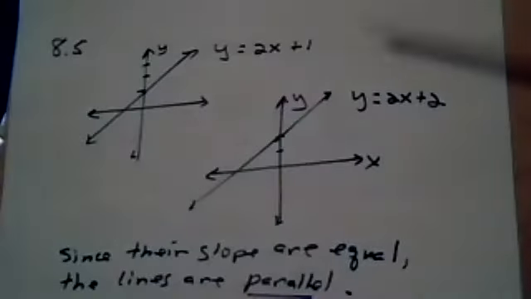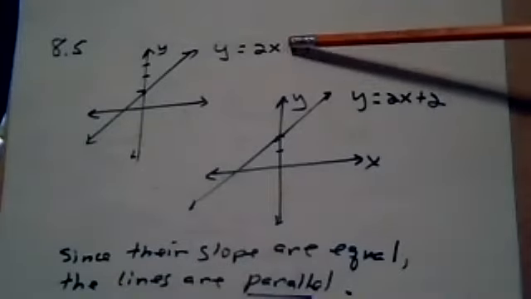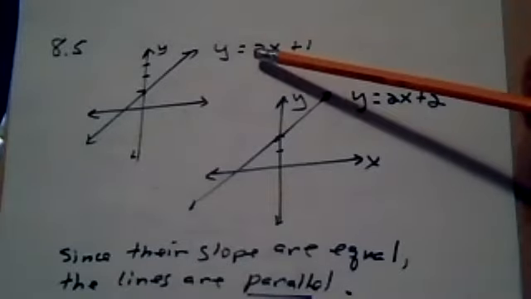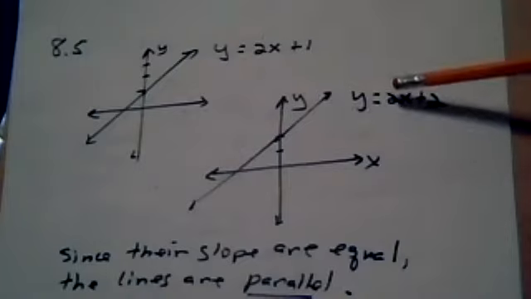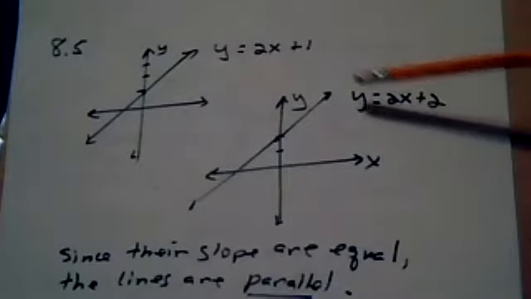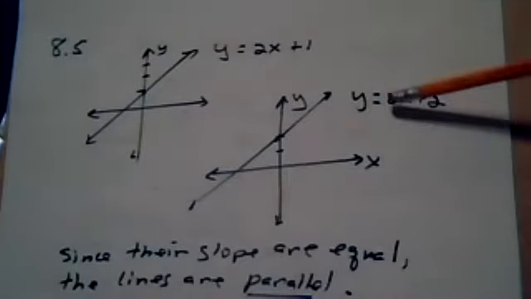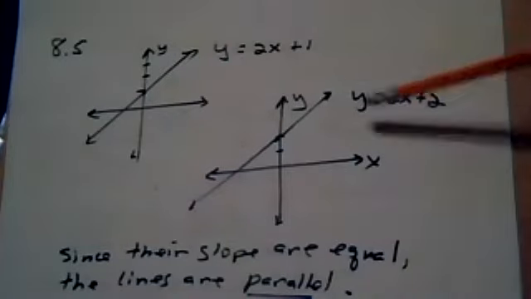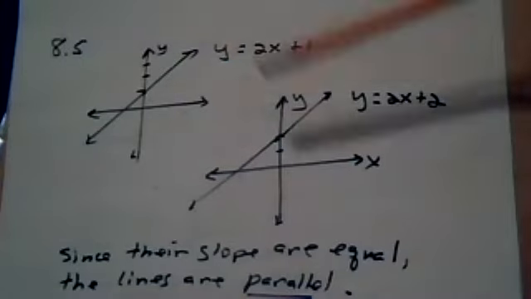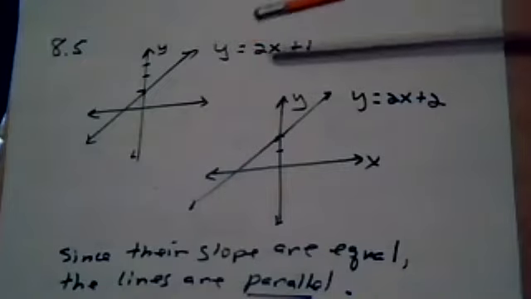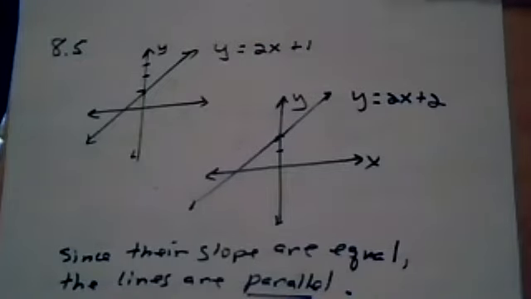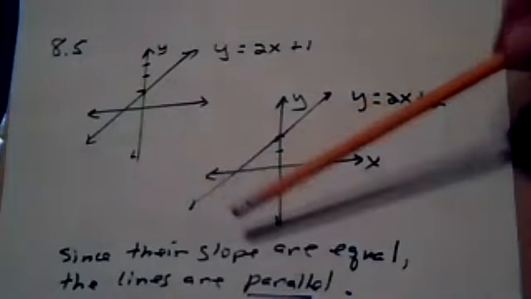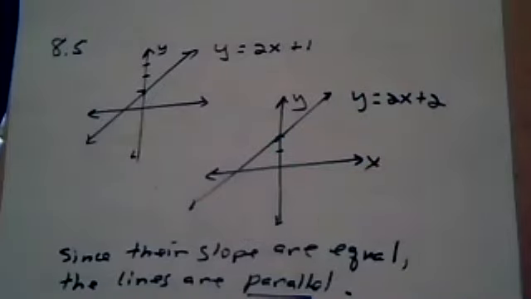Here's some examples of 2 lines. This line, notice, has a slope of 2. This one also has a slope of 2. If 2 lines have the same slope, you would see that they are parallel. Lines with the same slope are parallel. Since their slopes are equal, the lines are parallel.